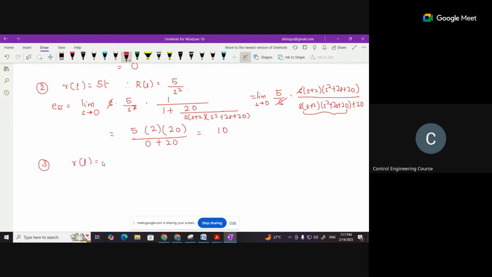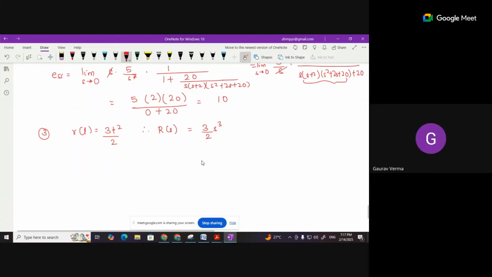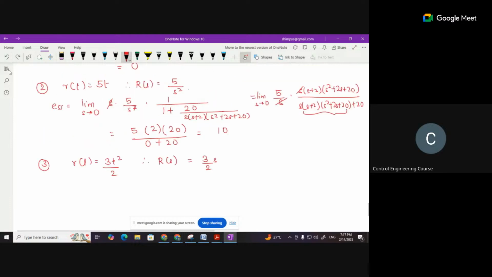Now the third input is what? The third input is parabolic, 3t square by 2. Right? So what will be its Laplace transform? 3 divided by 2 s cube. Correct. S cube in the denominator. Yes, correct. S cube in the denominator. Now it is okay? Okay. So find out the steady state error.